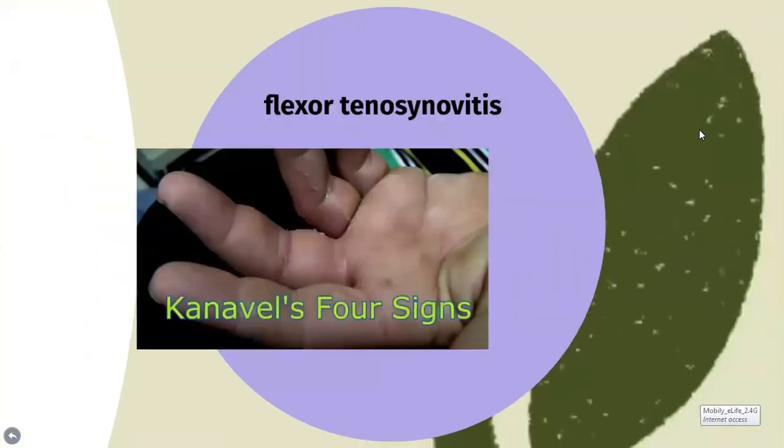Regarding the clinical presentation of flexor tenosynovitis, pain over the palmar aspect of the affected digit is the important finding. Remember the Kanavel signs. There are 4 Kanavel signs. Number 1, fusiform swelling of the digit. Number 2, holding the digit in a flexed posture. Number 3, tenderness of the flexor sheath. Number 4, pain with passive extension.